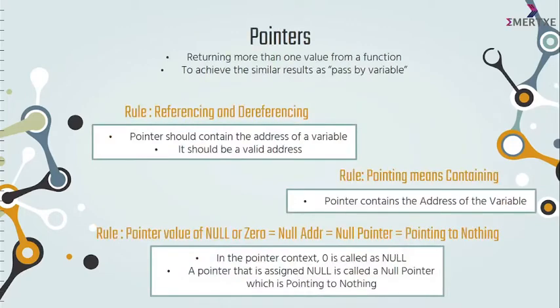Pointers: returning more than one value from a function to achieve a similar result as pass by variable. Rule number 1, referencing and dereferencing. A pointer should contain the address of a variable. It should be a valid address. Rule number 2, pointing means containing. A pointer contains the address of a variable. Rule number 3, pointer value of null is equal to the null pointer, equal to pointing to nothing, which means a pointer that's assigned null is called a null pointer, which is pointing to nothing.